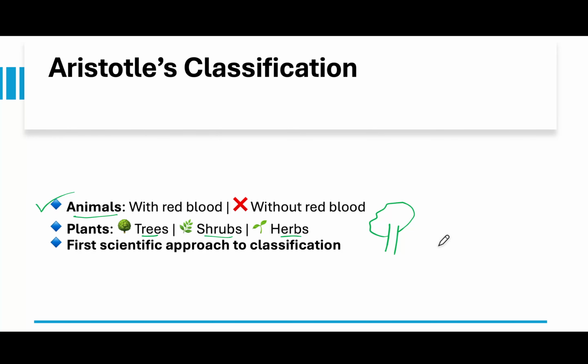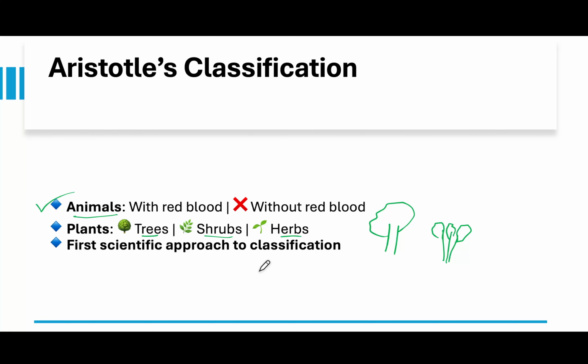If the plant size is a bit smaller with multiple woody stems, then we call it a shrub. Now what about herbs? What exactly are herbs? They are soft green plants with no woody parts, right? What are examples of herbs? We can say mint and basil are examples of herbs.